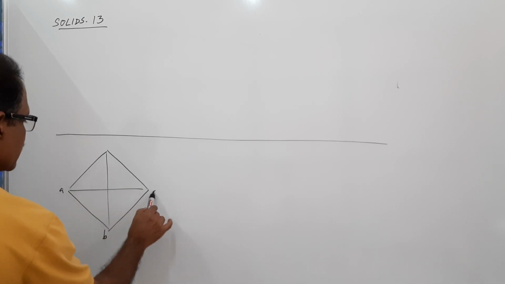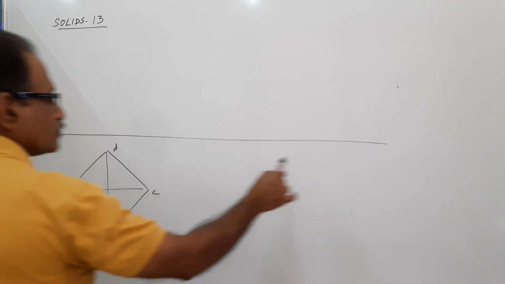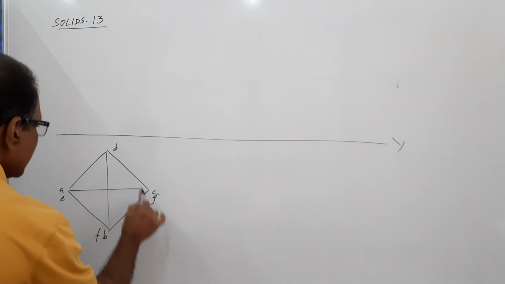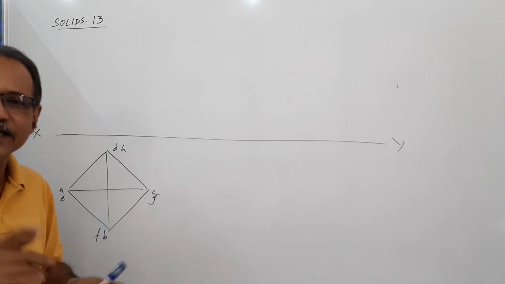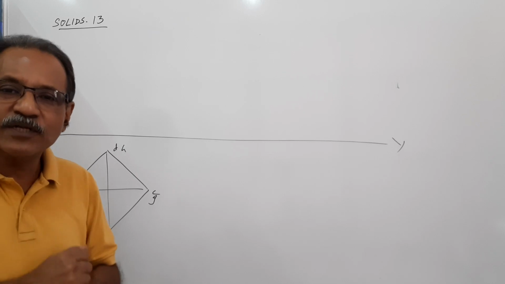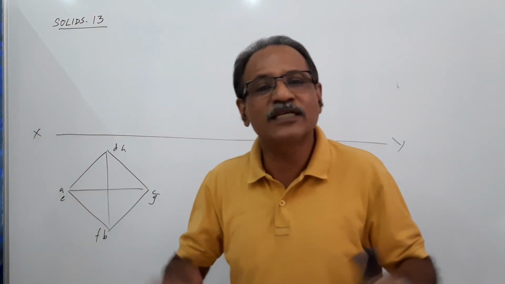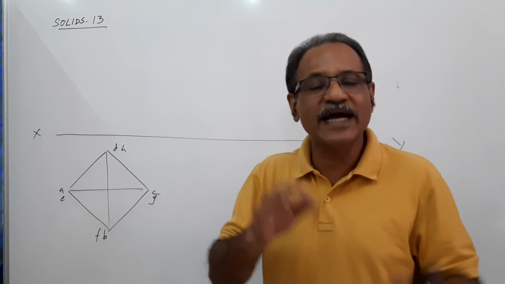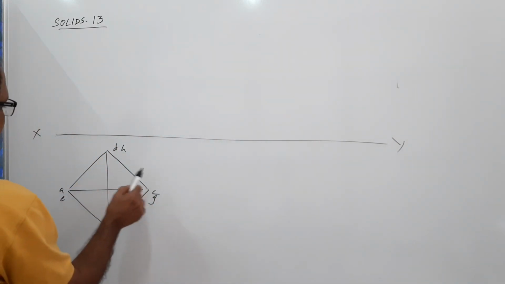A, B, C, D, four corners of the base. E, F, G, H, four corners of the top. What is a cube? A cube is a square prism whose height is equal to the side. So this side is given as 50.